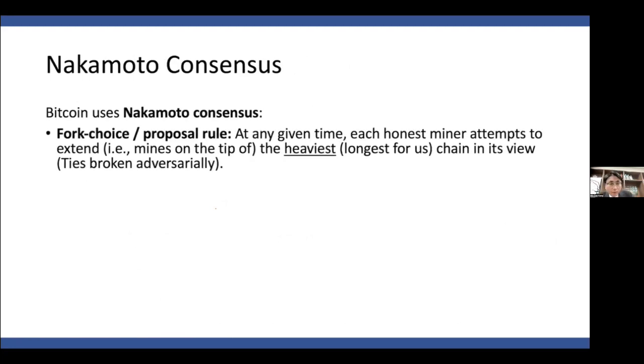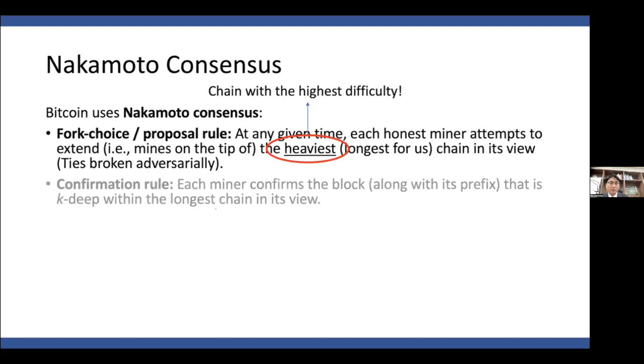So in Nakamoto consensus, at any given time, each honest miner attempts to extend, meaning that it mines on, the tip of the heaviest or longest chain in its view. Because the chain with the heaviest or longest length has accumulated the highest difficulty for confirming the transactions in that branch of the chain. They want to extend the heaviest or longest chain, and that is really the core consensus logic in Nakamoto consensus, or Bitcoin consensus.